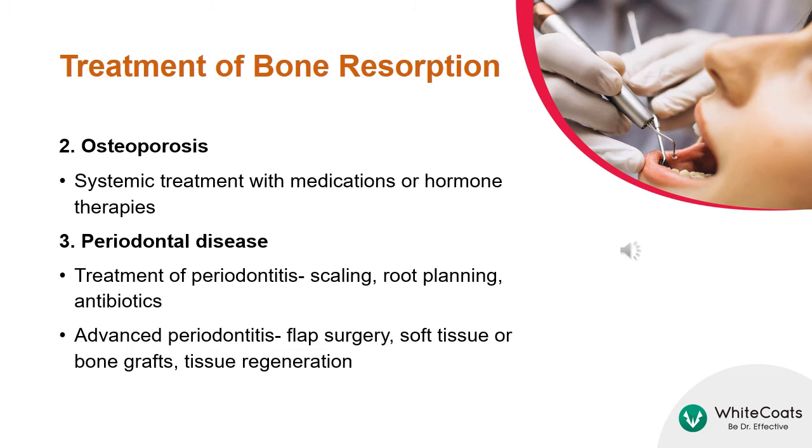Bone resorption happening as a result of osteoporosis usually needs systemic treatment with medications or hormone therapies. If periodontal disease is the cause of bone resorption, scaling, root planing and antibiotics may help treat it. For advanced periodontitis, flap surgery, soft tissue or bone grafts, and tissue regeneration may be considered.